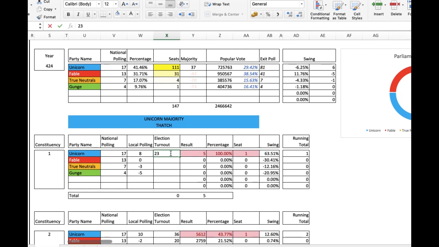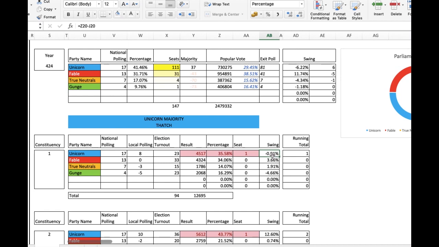So that's 23. 33. That's 15. 23 again. Okay. And so there you can see that it's a little bit closer this time. The Unicorn still holding this seat, I think mostly down to that incumbent bonus there. So, but there we have a swing.